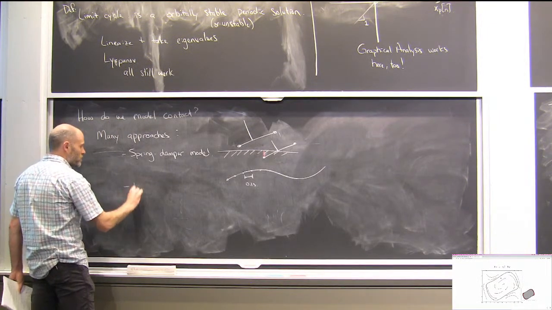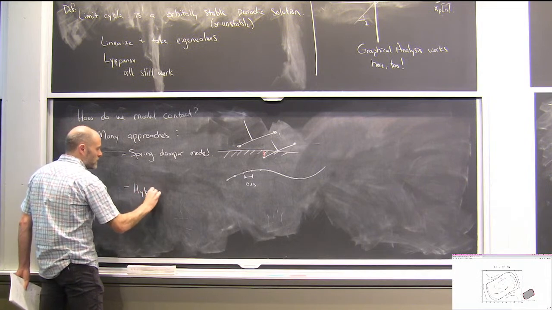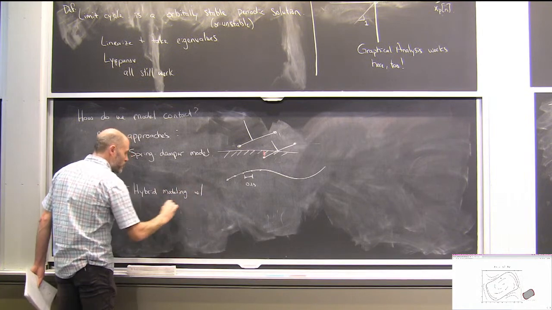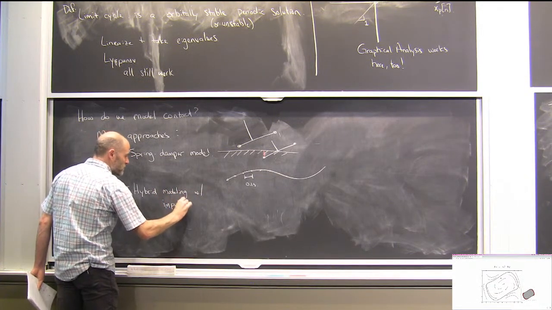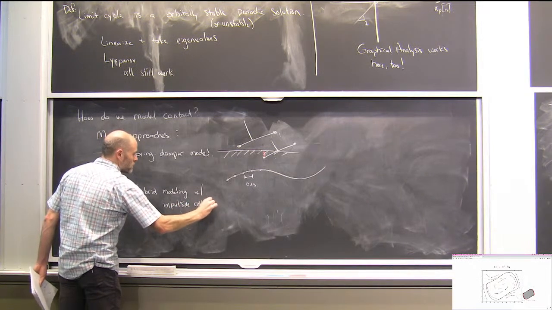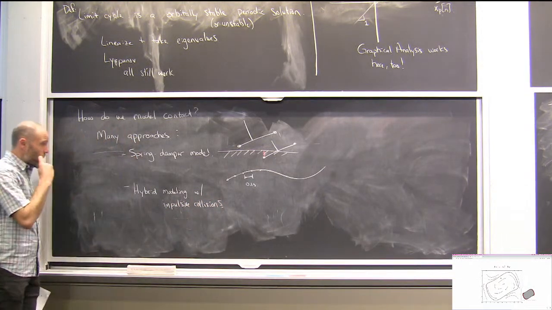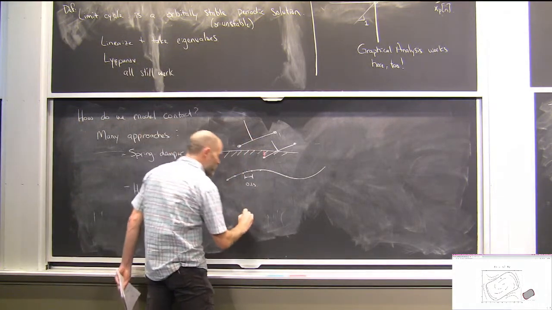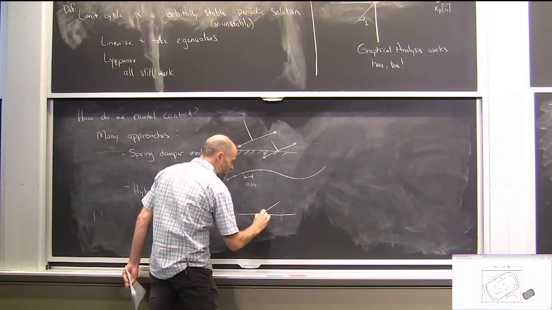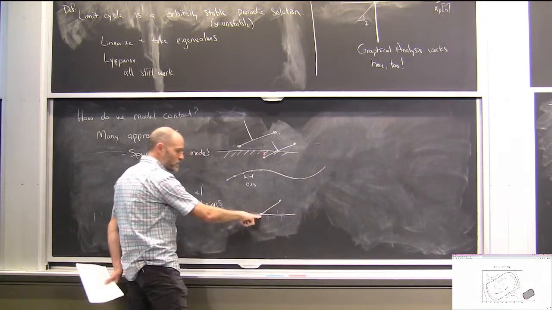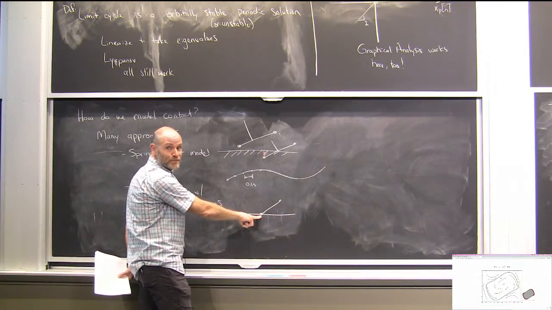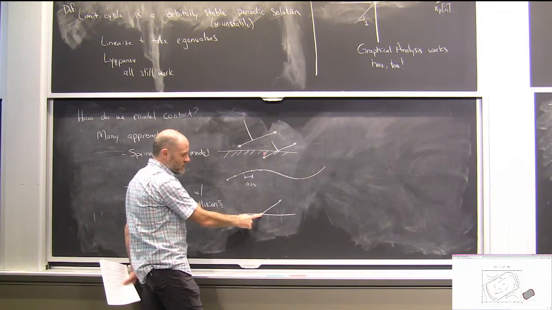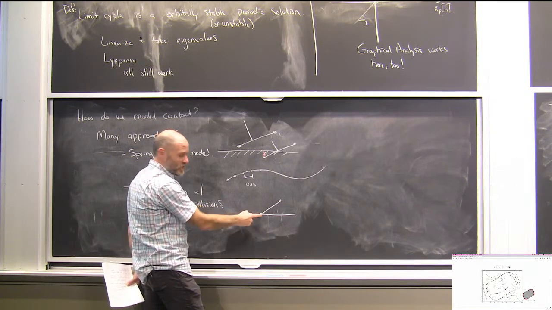A different approach is hybrid modeling, especially with impulsive collisions. So a different thing you can do is you can say, when the foot touches the ground, at the instant it touches the ground, I'm going to pretend that the foot is welded to the ground. I'm going to add a new constraint saying that I'm exactly touching the ground. And I'll rewrite the dynamics with some equality constraint.